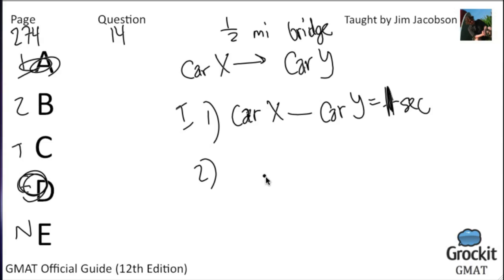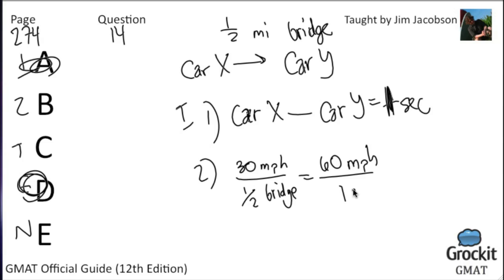So statement 2, car Y traveled across the bridge at a constant speed of 30 miles per hour. So car Y traveled at a speed of 30 miles per hour over a 1/2 mile bridge. That would be the same thing as 60 miles per hour over a 1 mile bridge, which is the same thing as car Y going 60 miles per hour.